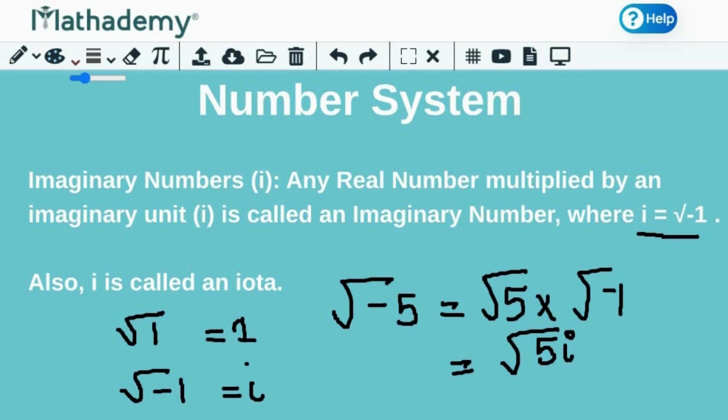In the next video, we will be learning about rational numbers and irrational numbers.